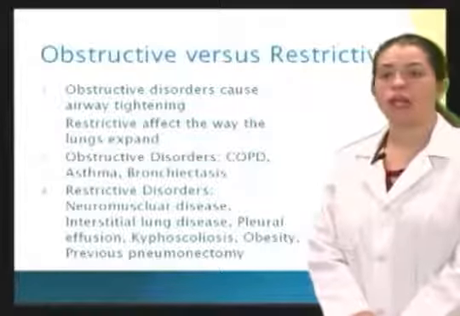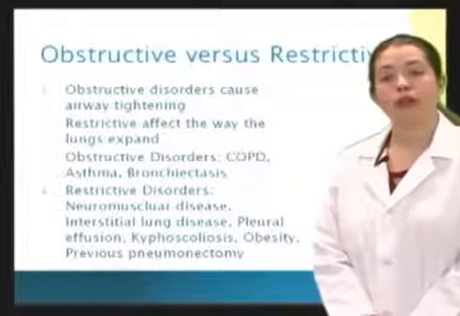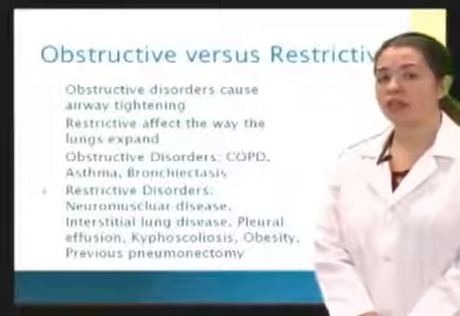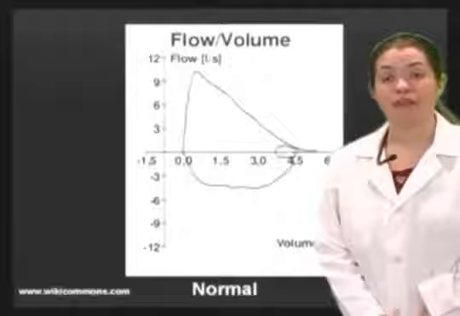Restrictive disorders include neuromuscular disease, interstitial lung disease, pleural effusion, kyphoscoliosis, obesity, and previous pneumonectomy. Let's look at a normal curve, like the one Dr.